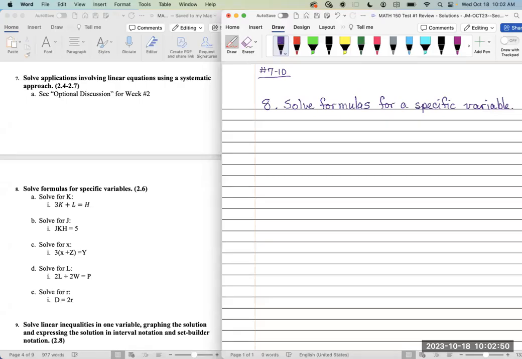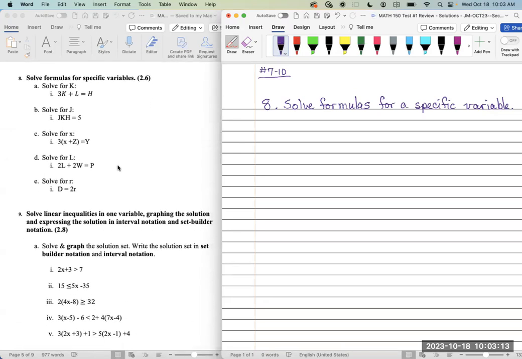Welcome to Math 150, review for test number 1, sections number 7 through 10. 7 is solving application problems involving linear equations using a systematic approach. Those are the word problems that we've done in our discussion and other homework. I'm not doing many word problems here in these reviews.